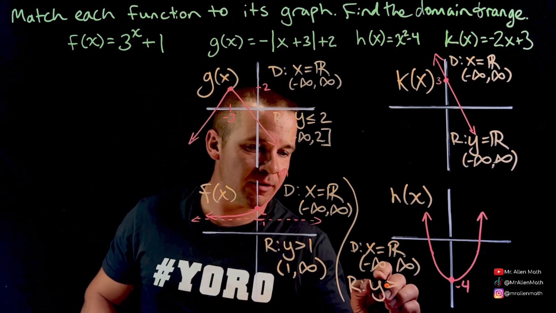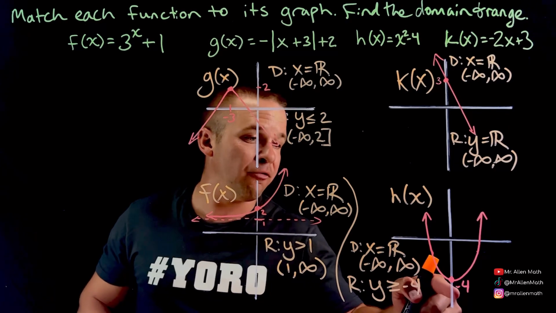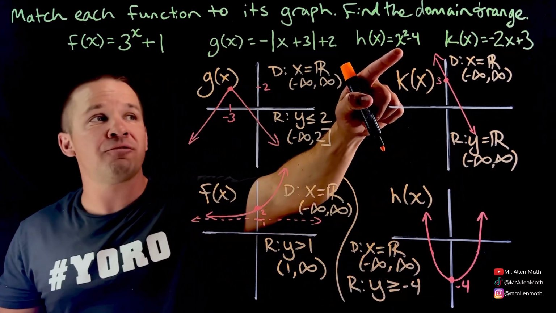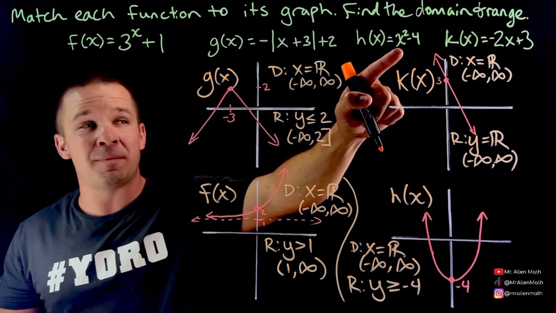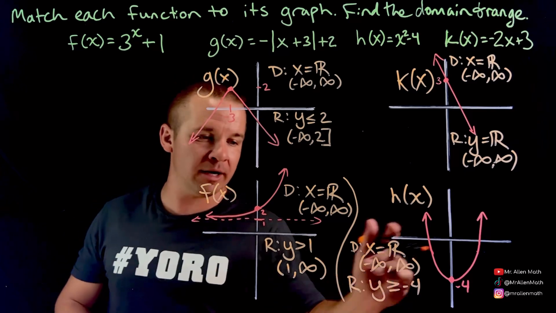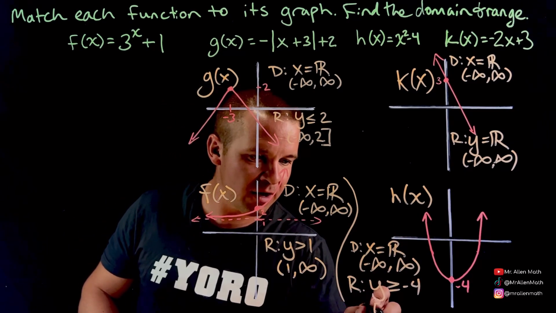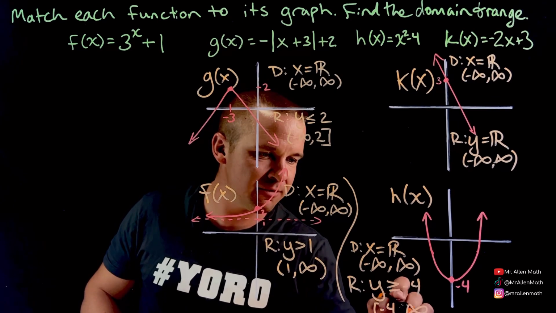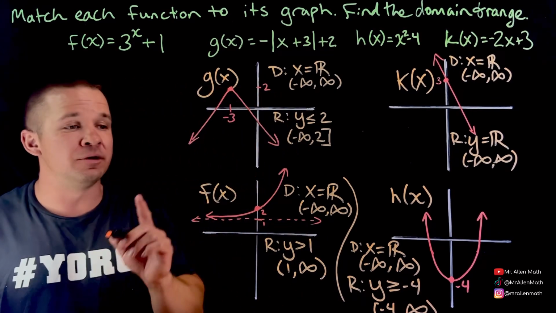Y must be greater than or equal to -4. -4 is included here, right? If I were to plug, there it is, 0 in for my x, I'd get 0 squared, which is 0 minus 4 is -4. So that value is part of the range. We must include it. All right, the interval notation way of this is -4 with a bracket to include that -4 to positive infinity. Parenthesis, we cannot include infinity.